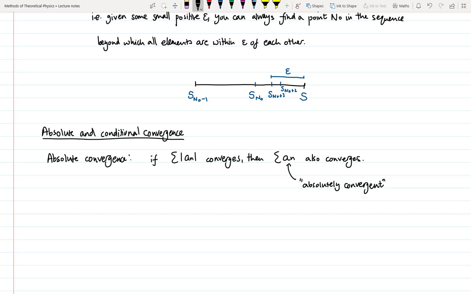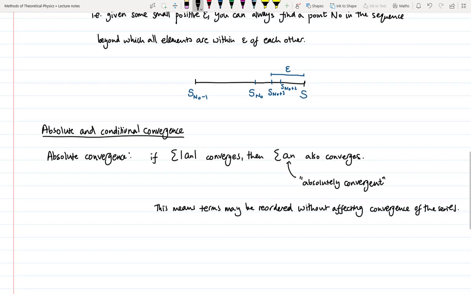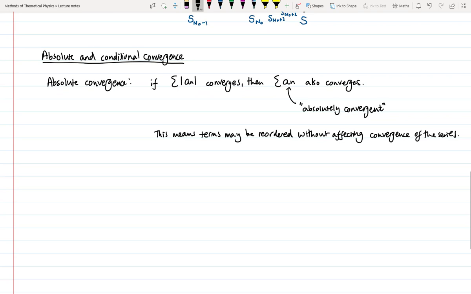It turns out that if a series is absolutely convergent, this means that terms within this absolutely convergent series may be reordered without affecting convergence of the series. And we can prove this quite easily, and we'll be making use of the triangle inequality that we encountered for complex numbers in topic 1.